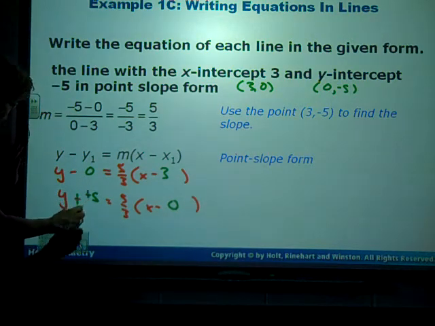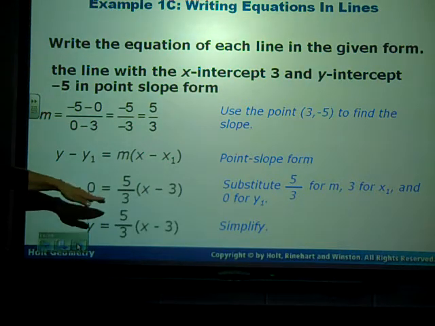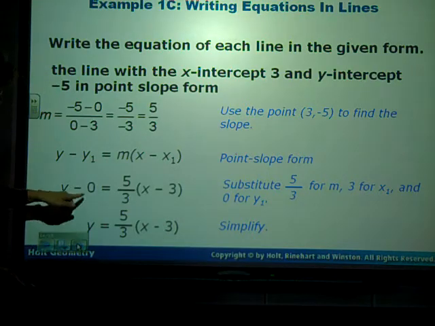You might want to clean that up and say plus. And this says point-slope form, so you can simplify this. You don't have to if you've got a 0.